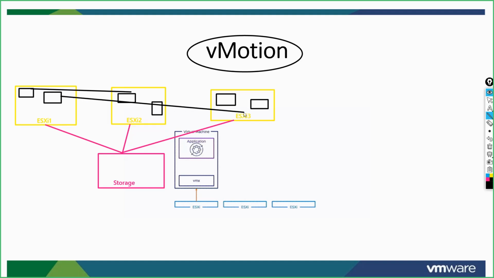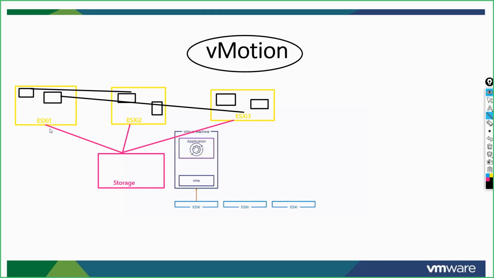Once these machines are migrated, the storage is going to remain the same. Why? Because the storage is shared storage. The machines' storage was here in the common storage. It is attached to ESXi2 and to ESXi3, so the storage will remain the same. What will happen? These machines are migrated to ESXi2 and ESXi3, and since the storage is the same, these machines will keep running.